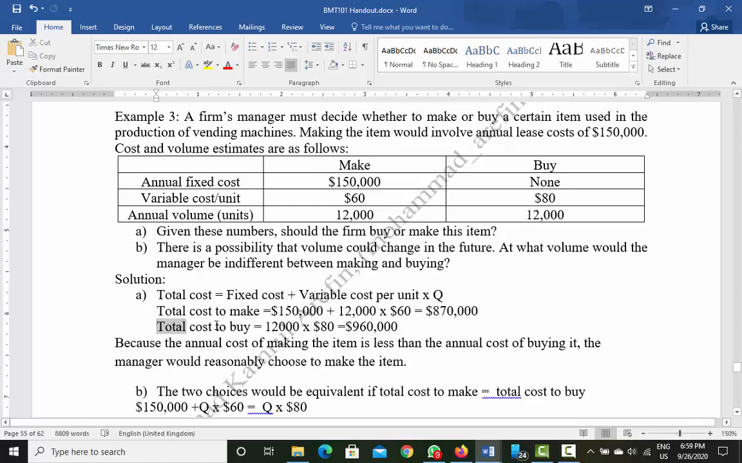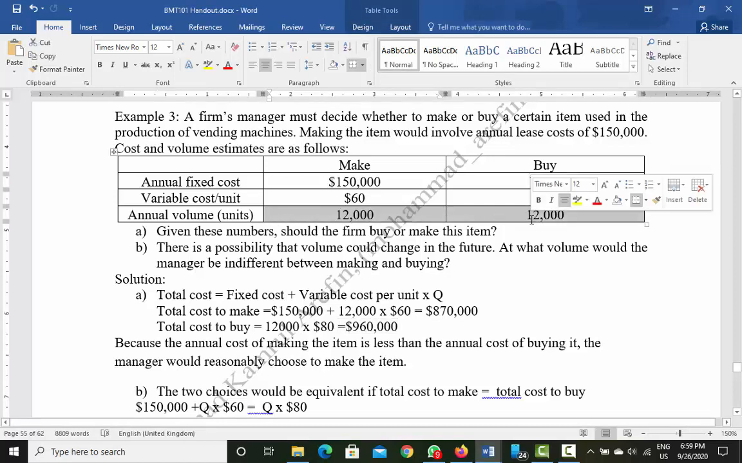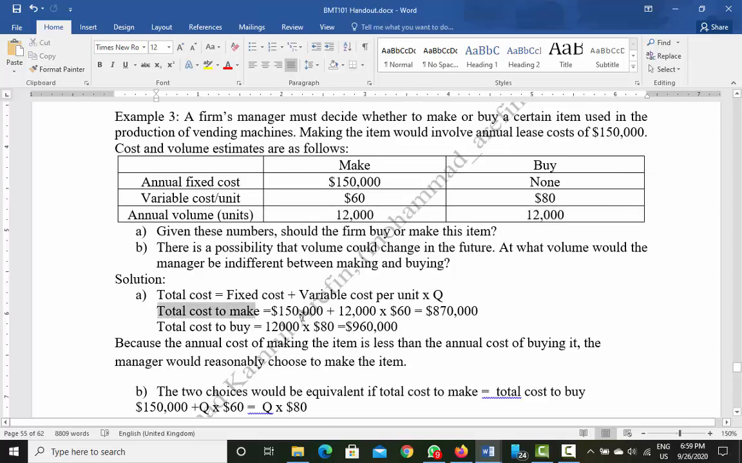So total cost to buy will be equal to what? 12,000 multiplied by 80, which is $960,000. So obviously we can see that if the annual requirement of the product is 12,000 units, the total cost to make will be lower than the total cost to buy.